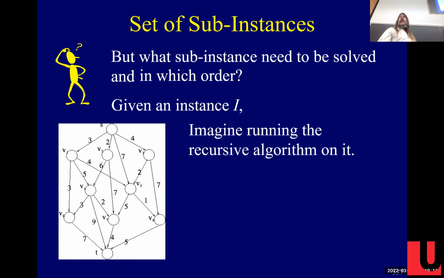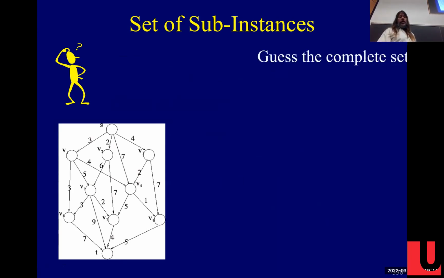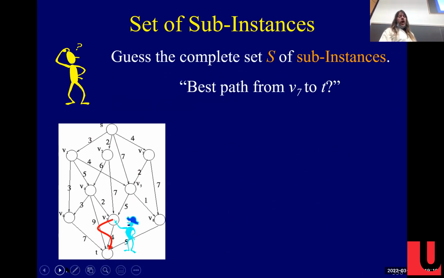So if we ran the whole algorithm on it, determining the entire set of sub-instances, are we ever going to get to the sub-instance, the shortest path from V7 to T? Well, here, if she tells us our first edge, then our friend tells us the rest. Sorry, this is before I turn things around. So some friend will be dealing with this.